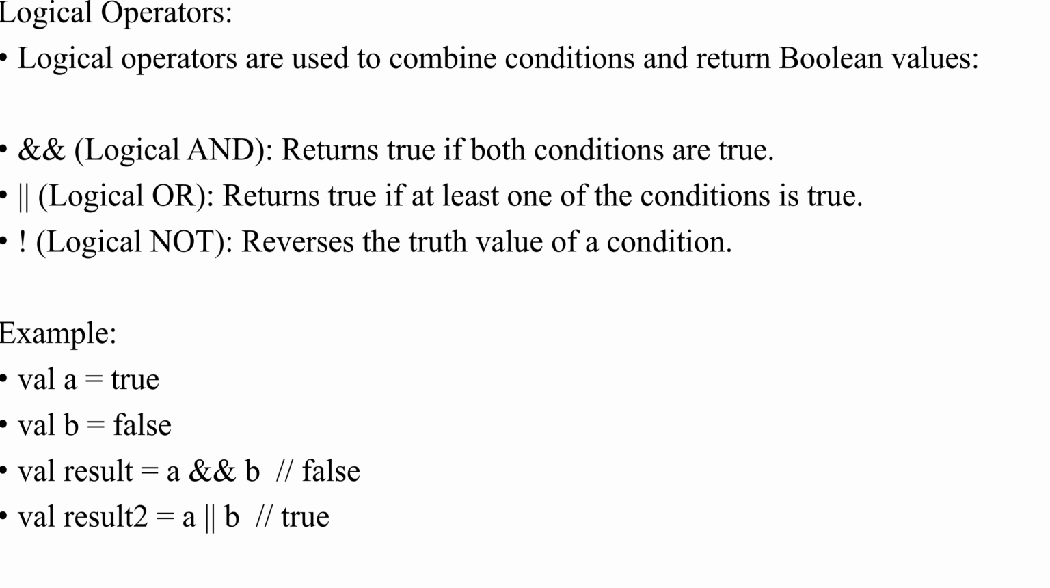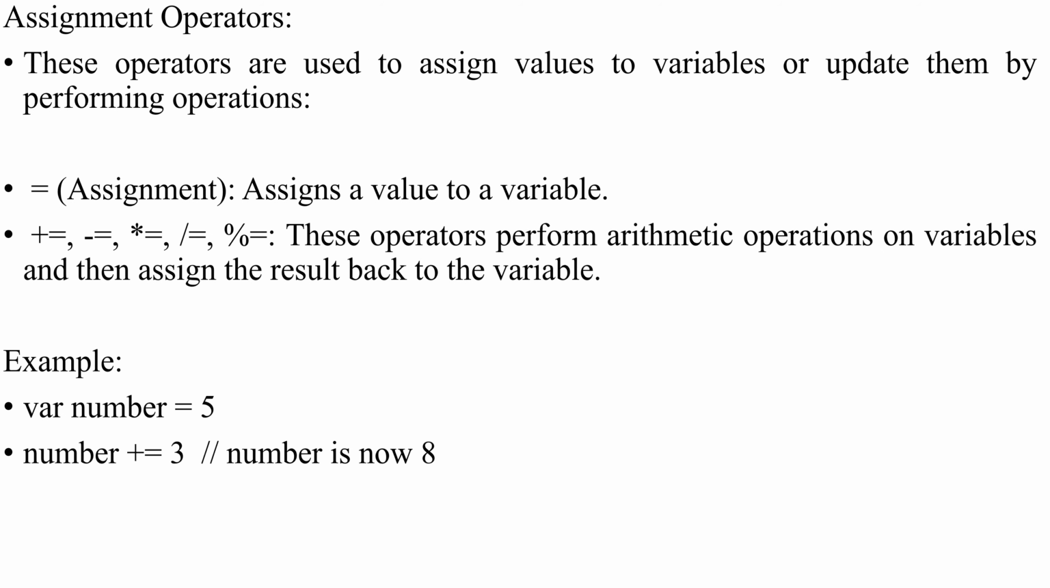The logical operators are and, or, and not. And is used if both conditions are true, or is used if at least one condition is true, and not reverses the truth value of the condition. For example, val a = true and val b = false, val result = a and b, which is false, val result2 = a or b, which is true.